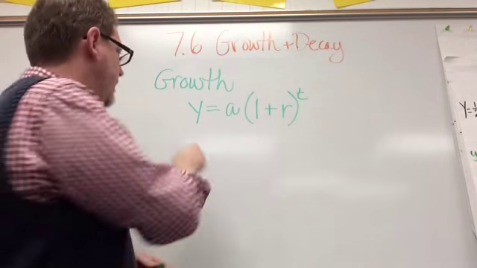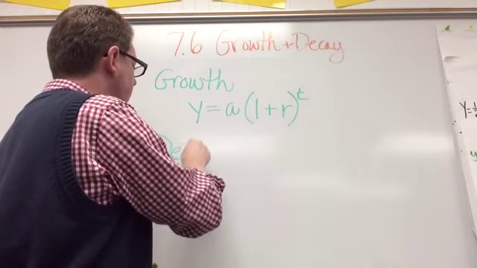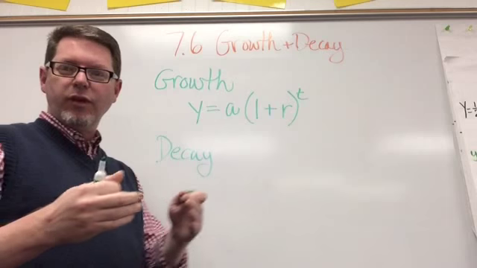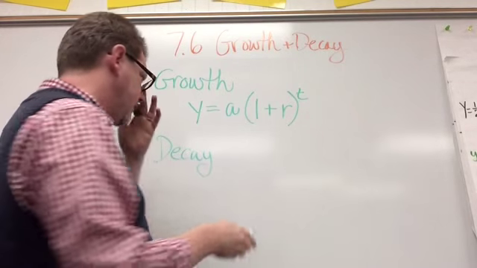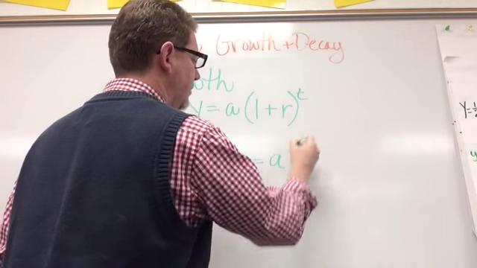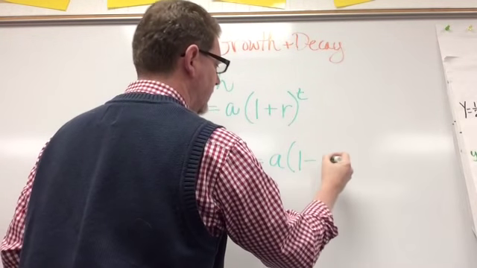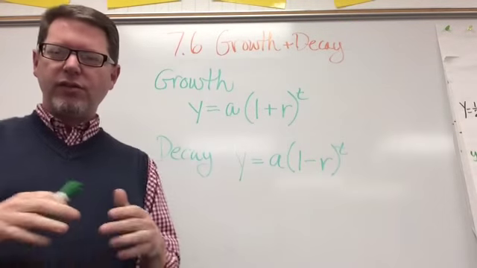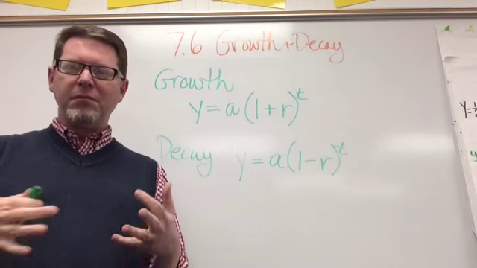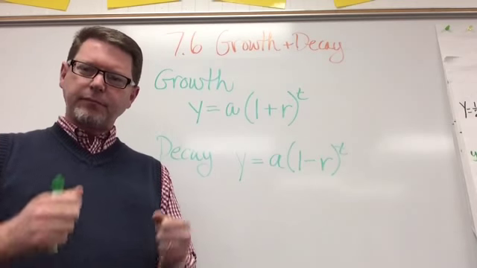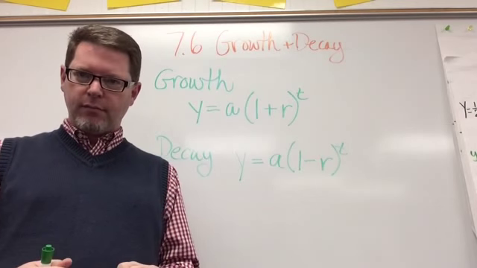Now let's look at decay. Decay is somewhat the same, except in decay, we are subtracting the rate instead of adding it. So Y equals A times the quantity of 1 minus R raised to the T. These two formulas must be memorized. They will not be given to you on a test. You've got to know them.